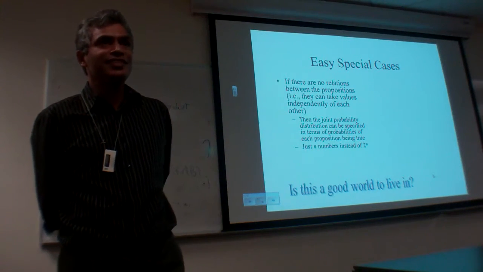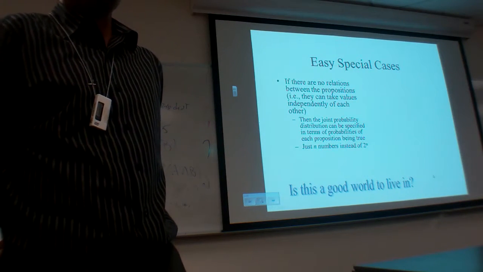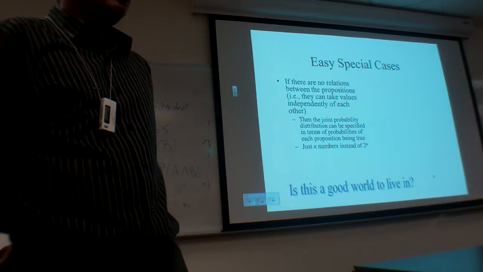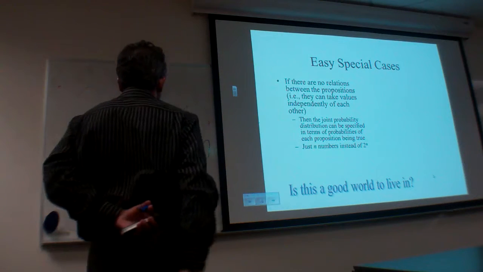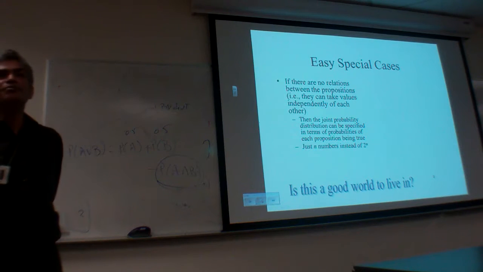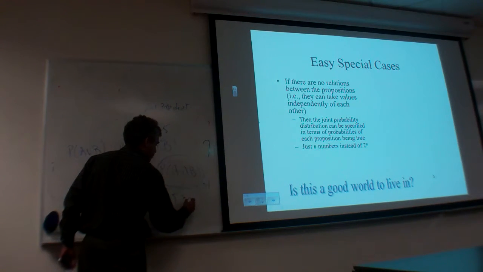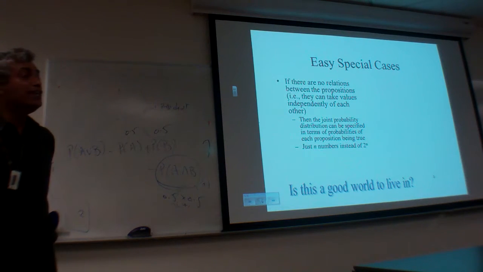Probability of A is 0.5. This is stuff that you know. Probability of B is 0.5. And just tell me what is the probability of A or B. To do that, you need this. Normally, what do you do? You have this temptation to multiply 0.5 times 0.5 and get 0.25. You're allowed to do that only when they're independent.